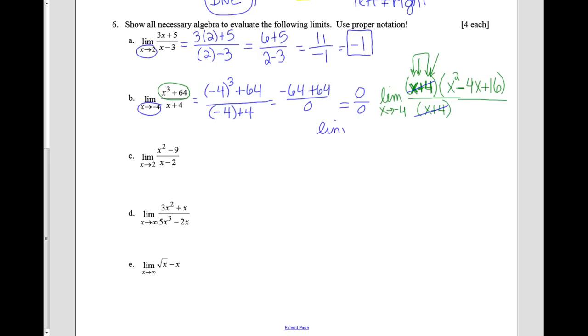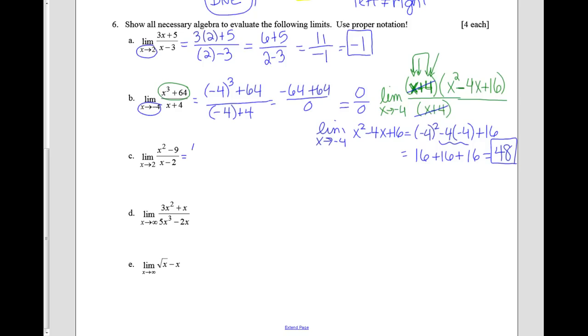So really, I'm finding the limit as x approaches negative 4 of just the quadratic factor, x squared plus 4x plus 16. So that means I plug in negative 4 for my x. Negative 4 squared is positive 16. Negative 4 times negative 4 is positive 16. And the last term was also a 16. And 16 plus 16 plus 16 is 48.